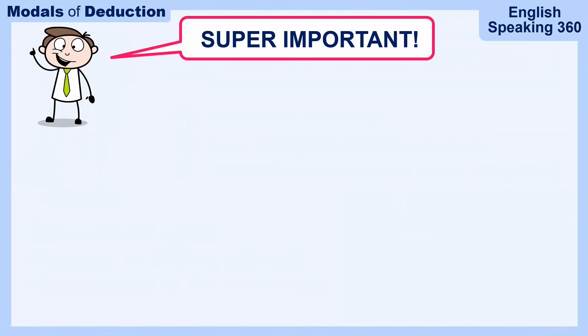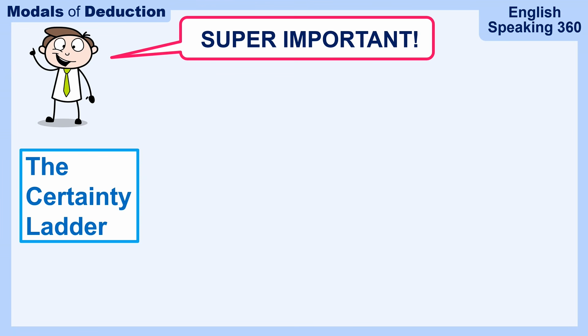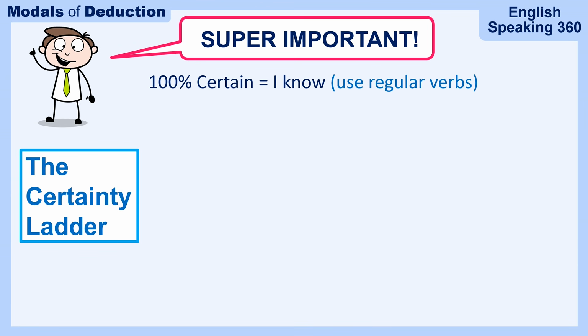Super important right here. This is the most important slide of the whole video, so follow me very carefully. The certainty ladder. If you are 100% certain, it means you know, so you use regular verbs. For example, I could say, you like my videos. I am 100% sure. But if you are not 100%, you have to use modal verbs.